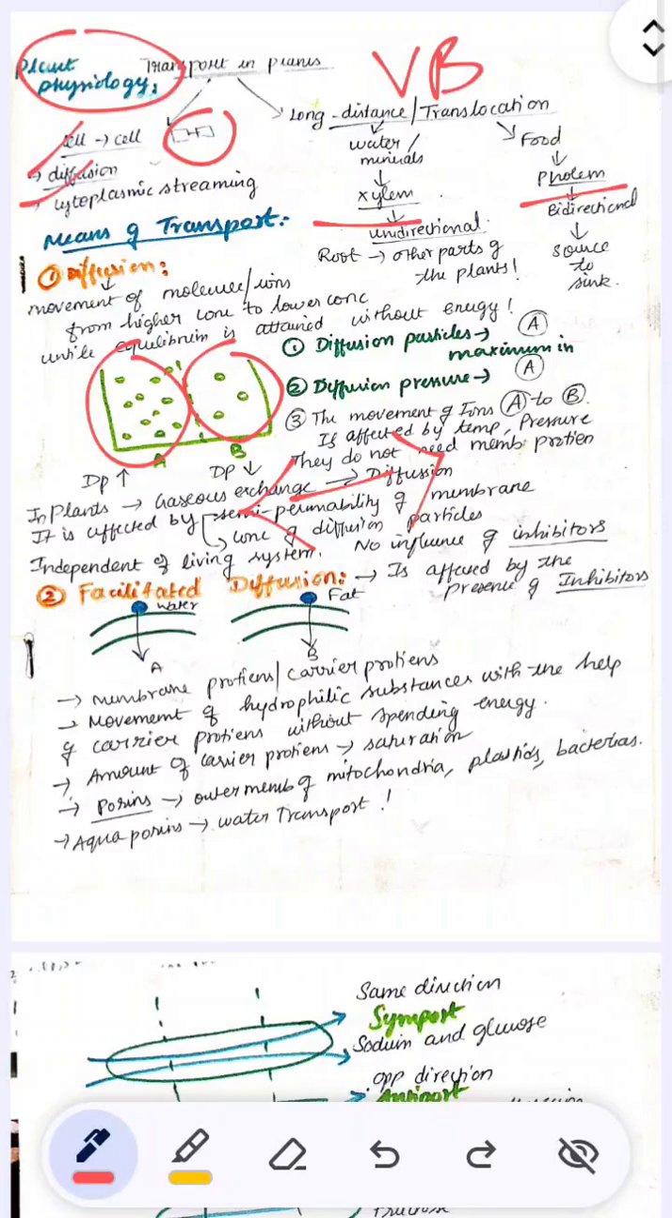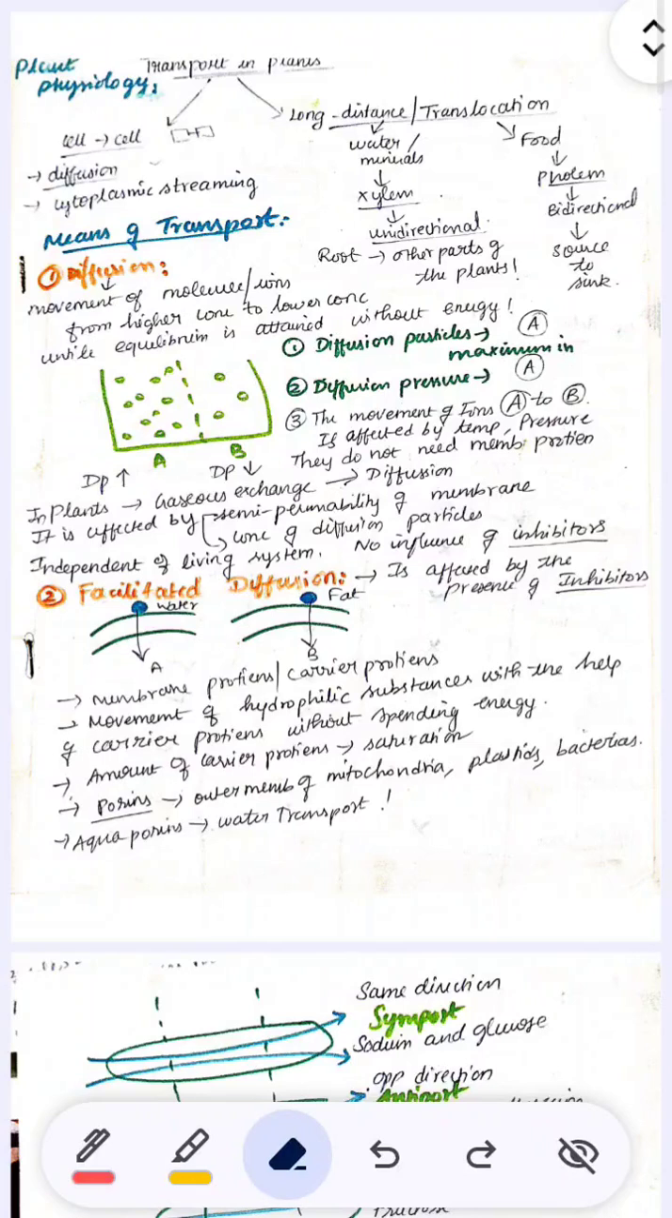For long distance transfer of water and minerals we need xylem, and for transfer of food, phloem. Water and minerals travel unidirectionally: the water gets absorbed from the soil by the root and is transferred to the upper part of the plant, whereas food materials are transferred in both directions, hence it is bidirectional. This happens with the help of phloem.